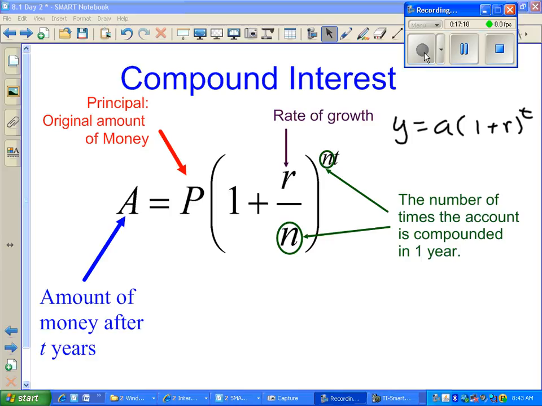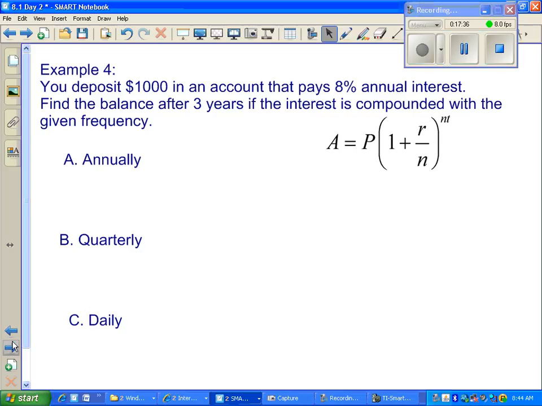N. Again, the new thing is N, compounding more than once in a year. The way that banks compound is using something called compounding continuously, which is an idea that we get from calculus. We're not going to learn the calculus behind it. So let's look at this. You deposit $1,000 in an account that pays 8% annual interest. Find the balance after 3 years if the interest is compounded with the given frequency.